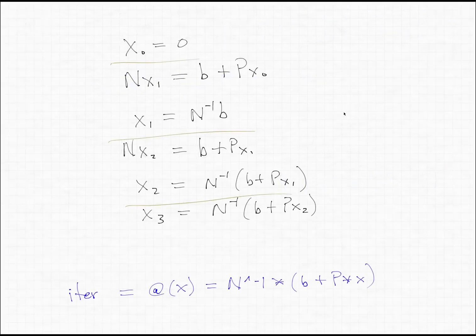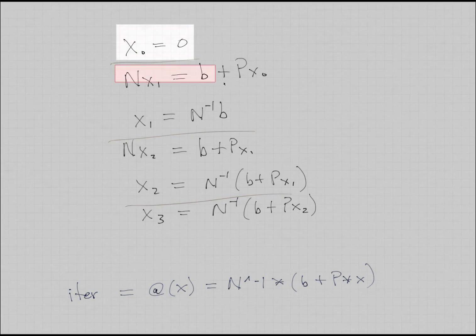Okay, so now I'm going to switch to MATLAB in a minute, but let's review what we're going to do. One thing you can do is take x0, the first approximation, to simply be 0, and then N x1, using the iterative formula. Remember, at each stage, N times x sub n plus 1 equals b plus P times x sub n. N times the new approximation equals b plus P times the old approximation. When x0 is 0, this just gives us the same x1 we used before, N inverse times b.